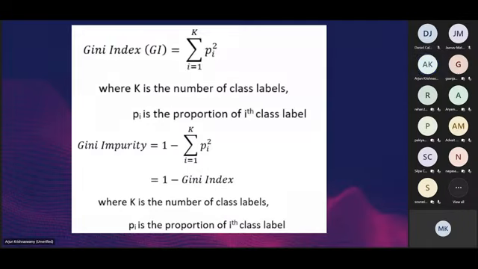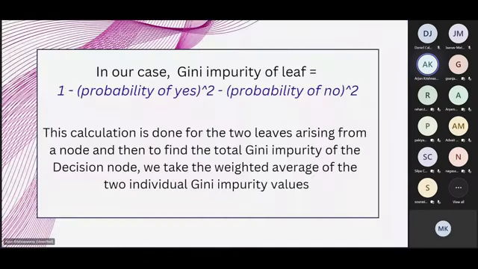Yeah, the Gini index is given by just the summation of pi squared, and the Gini impurity is given by 1 minus the summation of pi squared, which is 1 minus the Gini index. Again, I'm repeating, pi is the proportion or the probability of the ith class label. It'll be made more clear using our example, what a class label is and so on.